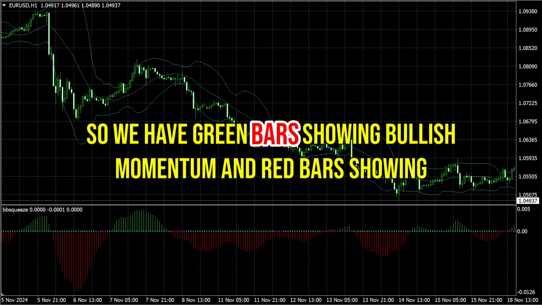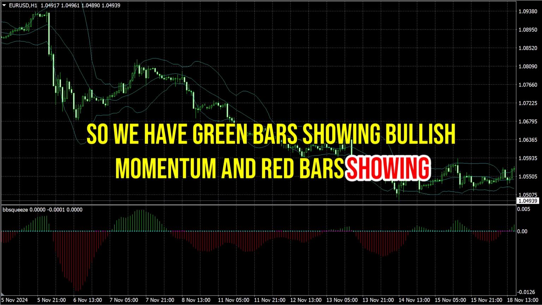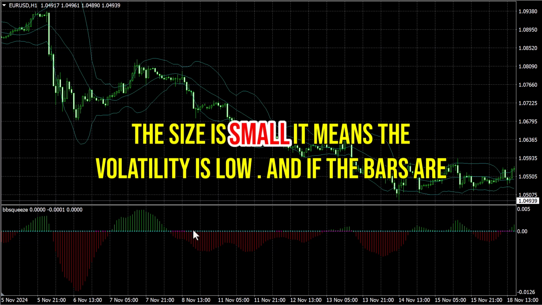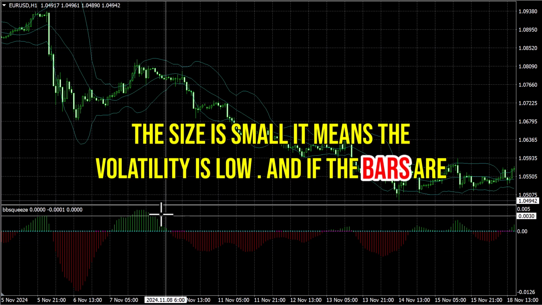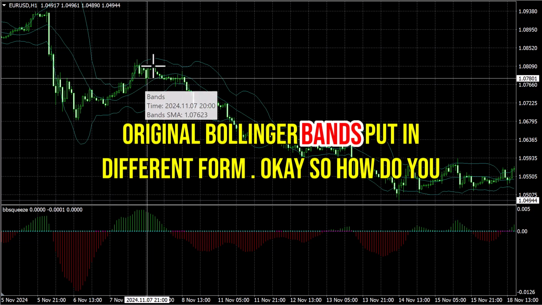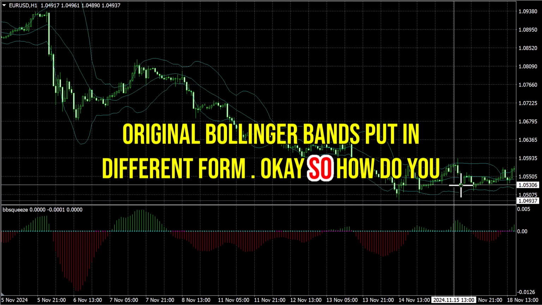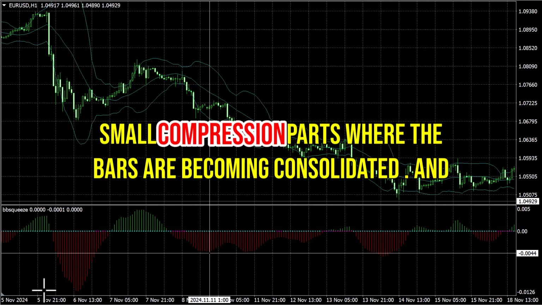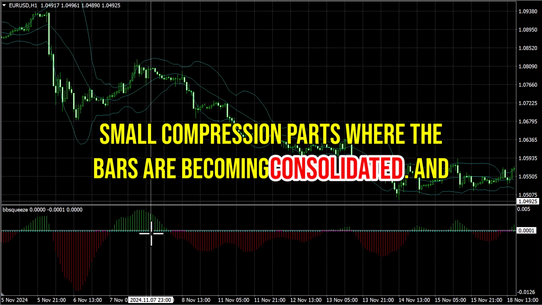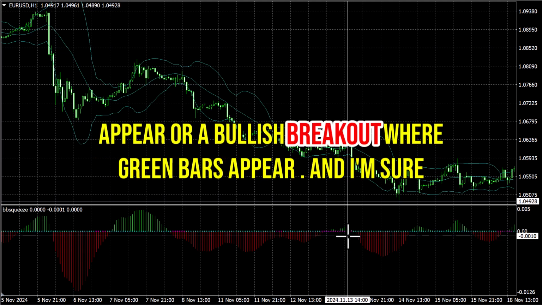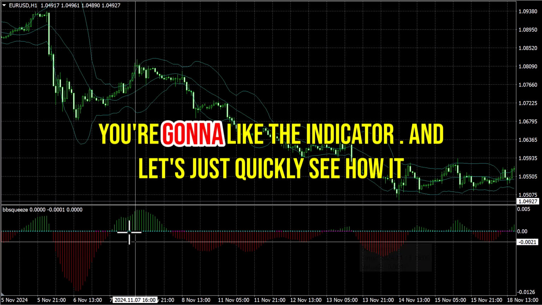We have green bars showing bullish momentum and red bars showing bearish momentum. We should also pay attention to the size of the bar. If the size is small, it means the volatility is low. And if the bars are bigger, it means the volatility is increasing. Same as with the original Bollinger Bands, put in a different form. So how do you use this squeeze type of indicator? Basically, you should look for these small compression parts where the bars are becoming consolidated. And then you should expect either a bearish breakout where the red bars appear or a bullish breakout where green bars appear. And I'm sure you're going to like the indicator.